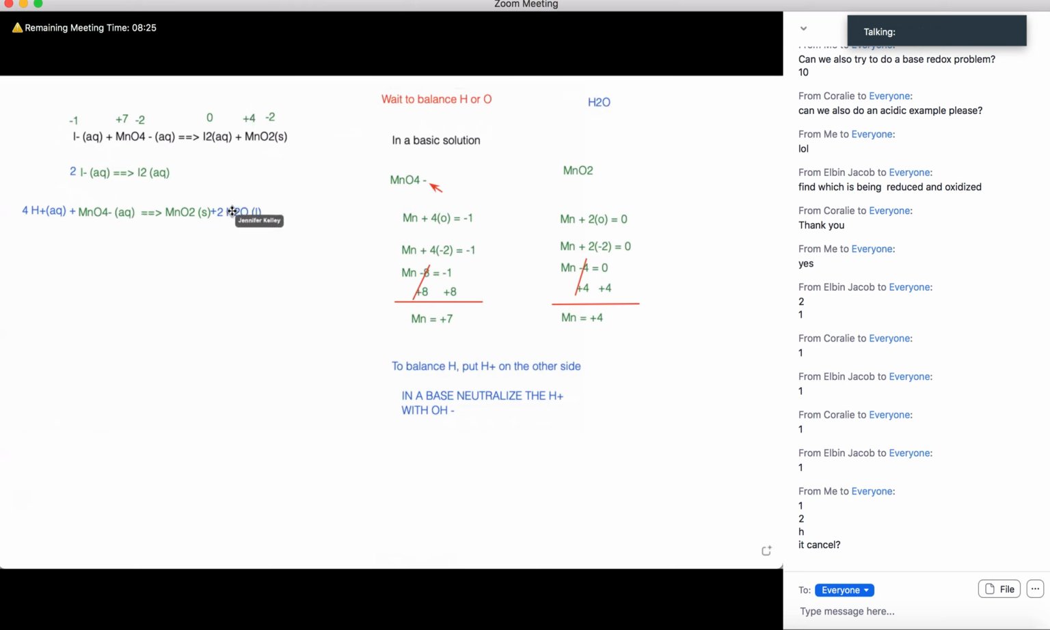Correct. Let me move this stuff over a bit. Hang on a second. Trying to just grab this guy over here. Not just the plus sign. Okay. There we go. All right. So we're going to add 4 hydroxide because we have 4 H plus.